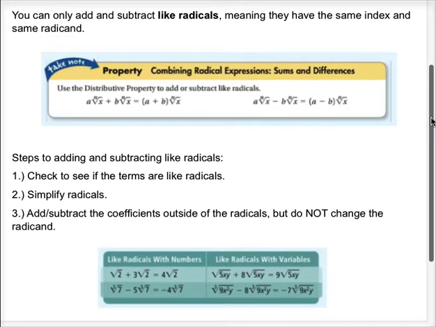So you should already know you can only add and subtract like radicals, meaning they have the same index and same radicand. So that n value, the index, has to be the same, and you need the same number inside the radical in order to perform that addition or subtraction.